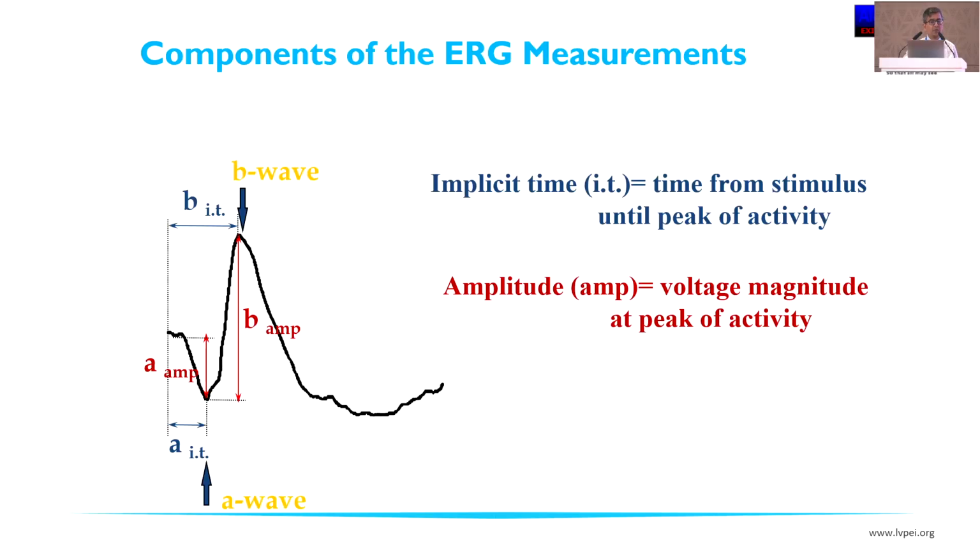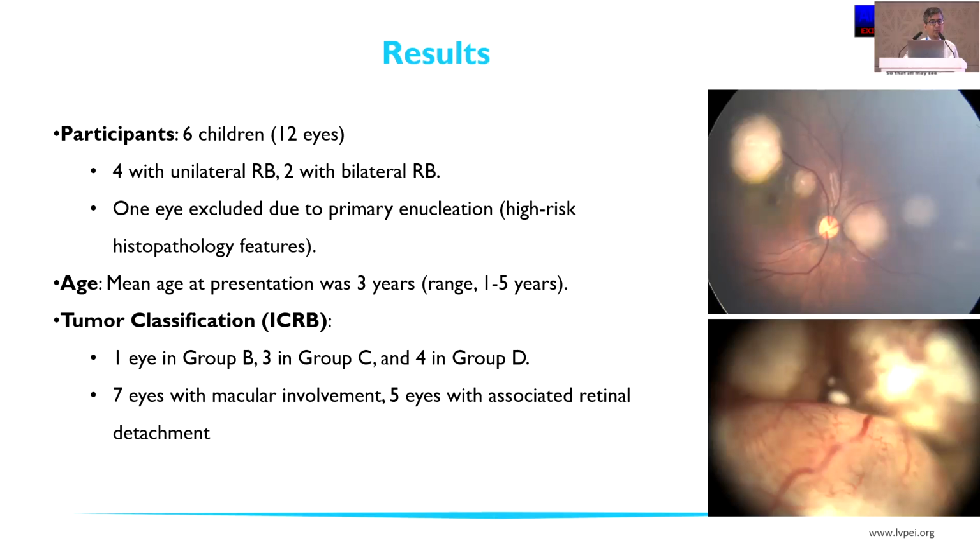So just to give a brief understanding of what ERG measurements we quantitatively measured in our study, this was related to implicit time as well as the amplitude, which was measured at both the A as well as B wave. Coming to results, in total 6 children, 12 eyes were included in our study.